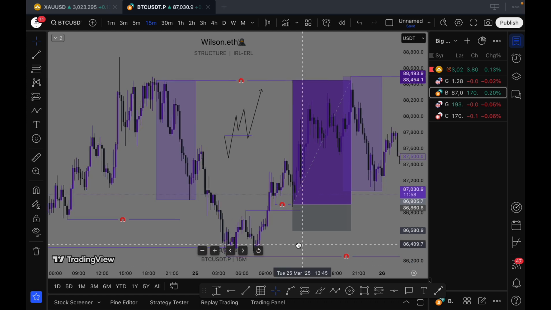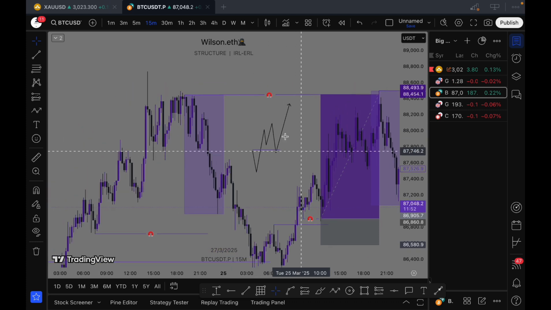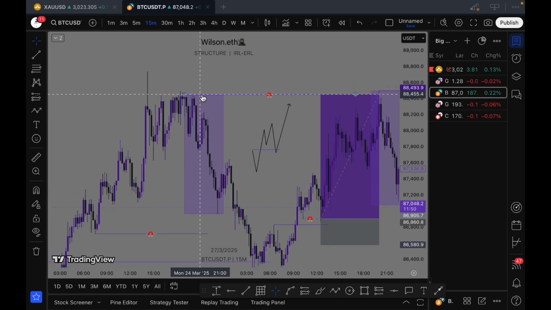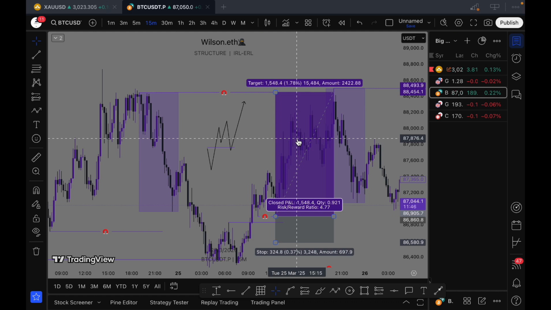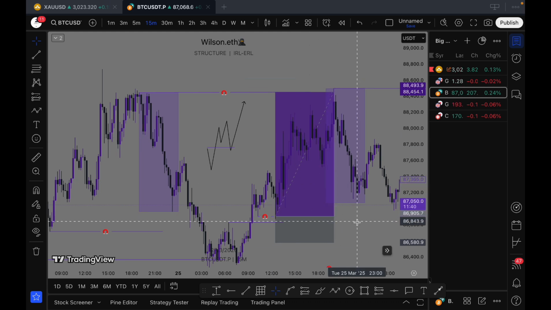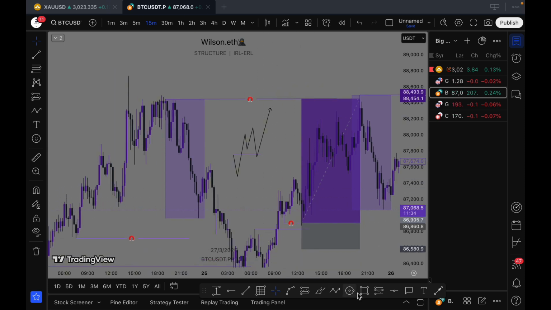So I just kept my entry at the liquidity level, then targeted this previous Asian high. Then my TP was smashed. This is almost 5R, 4.77, almost 5RR. So this is literally a breaker and an inducement. This is it.